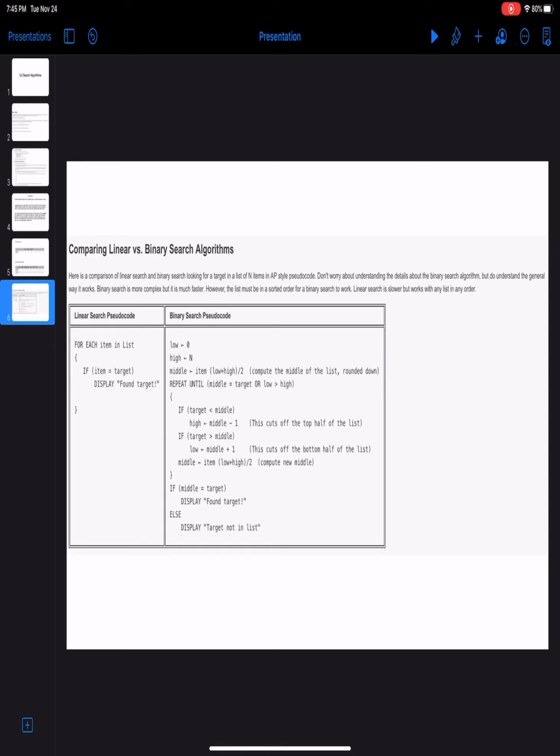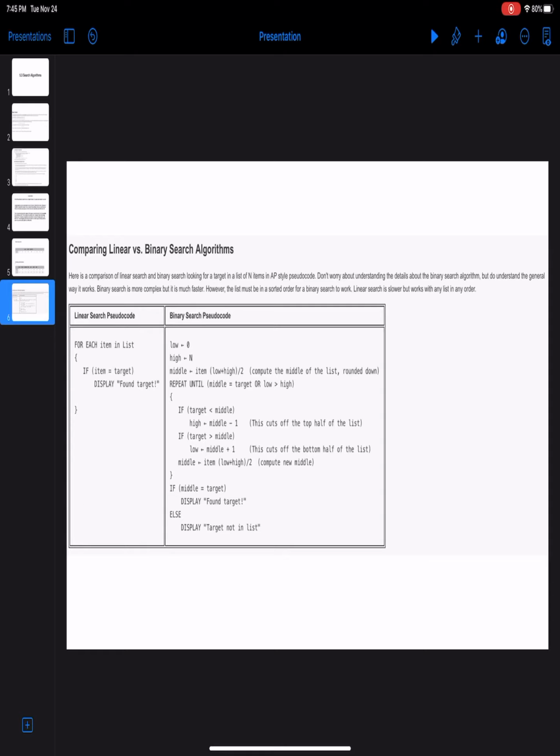All right, what's in it? Is the item equal to target? If yes, we found target. Otherwise, we keep going. And we keep looping through the structure until we finally get to the part where the item does equal the target, and then we say found target, and then we exit out of our loop, and then we just keep going on if there's any more code. But in this case, there isn't any more code.